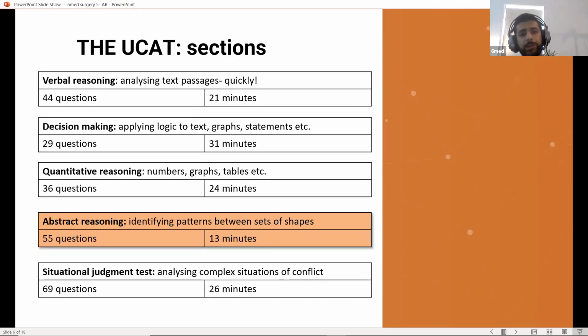If you're picturing yourself in the exam, you're over the halfway mark. You've got abstract reasoning left, which is the shortest section, and then the SJT after, which is a slightly different section. So in the exam, you'll feel like you're in the home straight. But the obvious thing is that you have 55 questions in 30 minutes. That's not very much time at all.